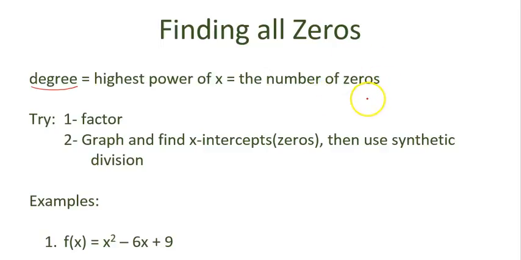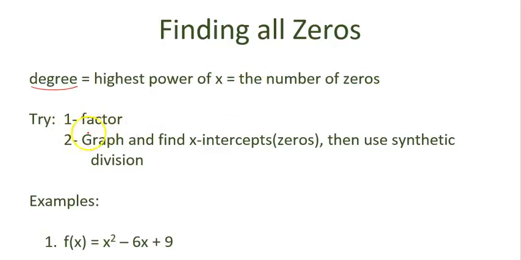Now, that doesn't mean that they're all zeros where it crosses the x-axis. Some of them will have i's. And so it's not necessarily just real zeros. It's a mixture maybe sometimes of real and imaginary. Sometimes it is all real zeros. But we're going to be finding all of the ones that we can find with each polynomial.